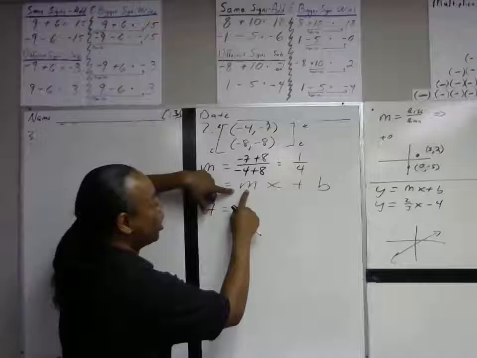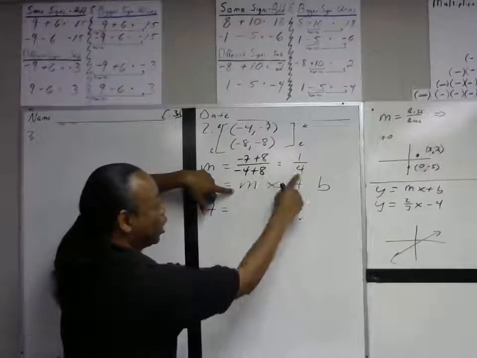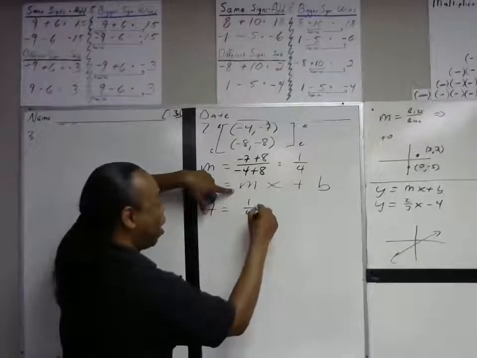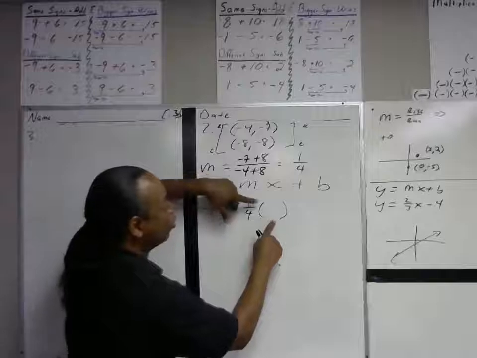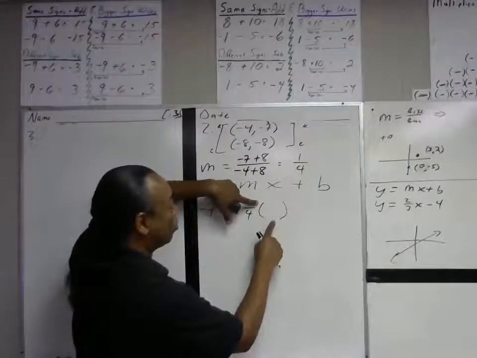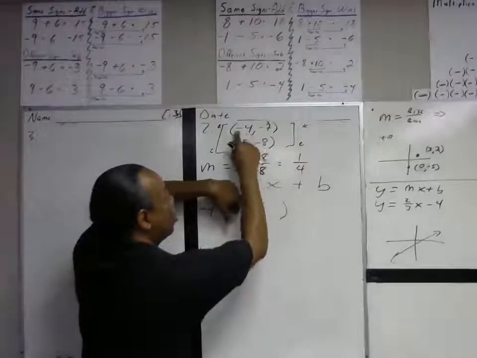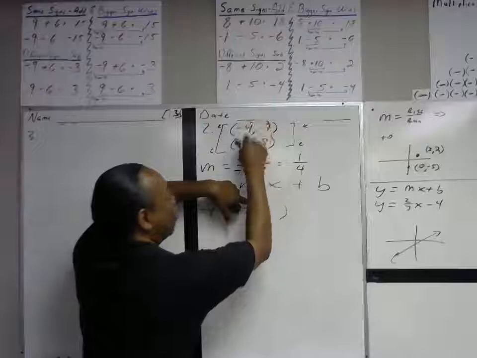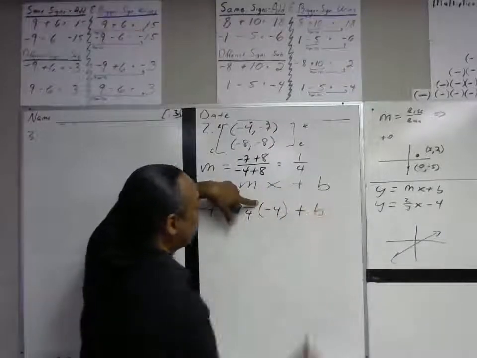What do we use for m? 1 over 4. Exactly. I'm going to put a parenthesis here. And my question is, what will we use for x? Negative 4. Right, the negative 4. Very good. That's what we use for x. And then I just say plus b.